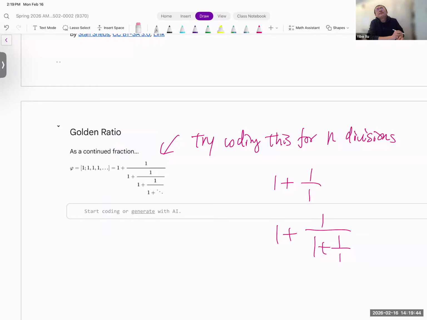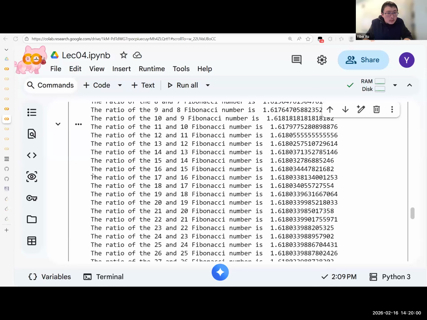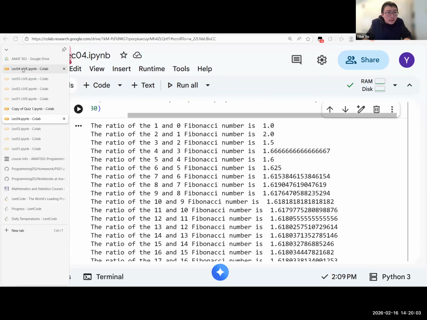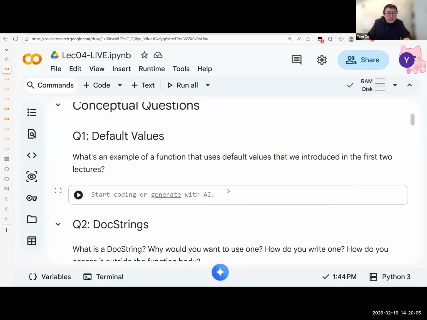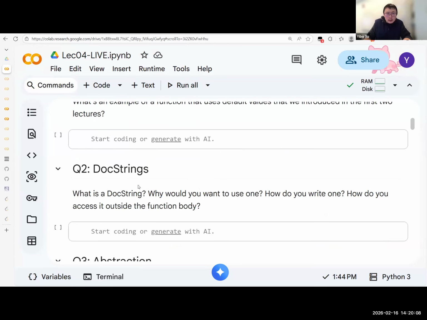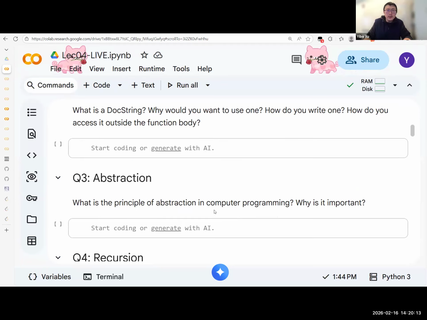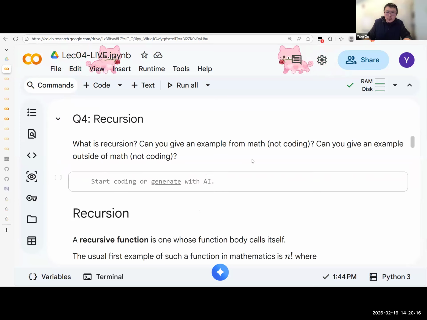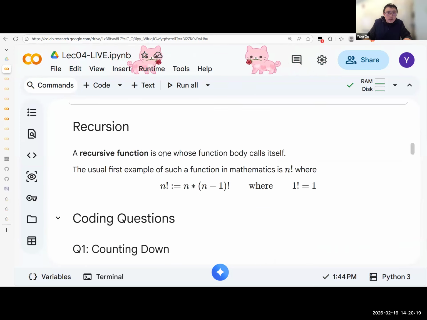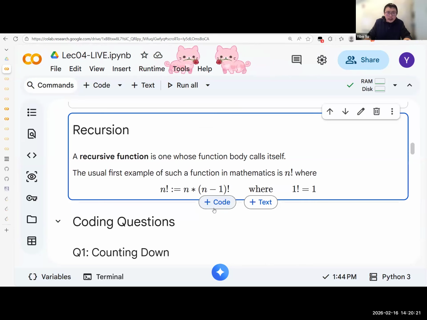So I'm thinking, yeah, let's look at the live coding session for this lecture 4. Think about these contextual and concept questions. Okay, what's an abstraction? What's a recursion? Recursion, yeah, we actually coded that.